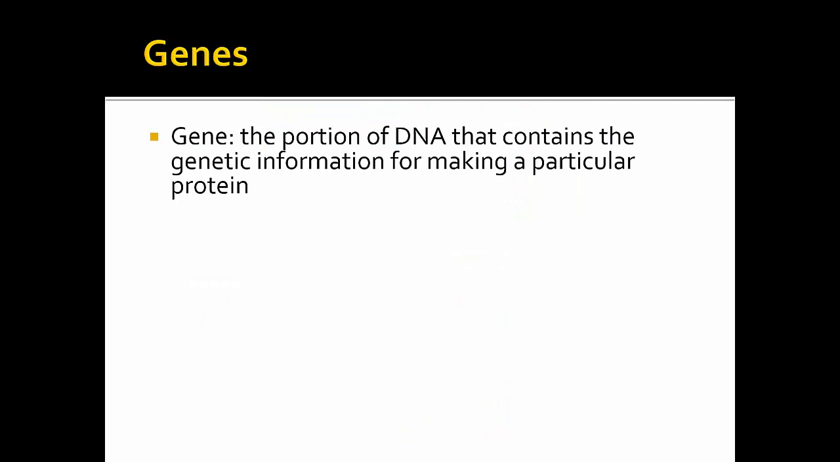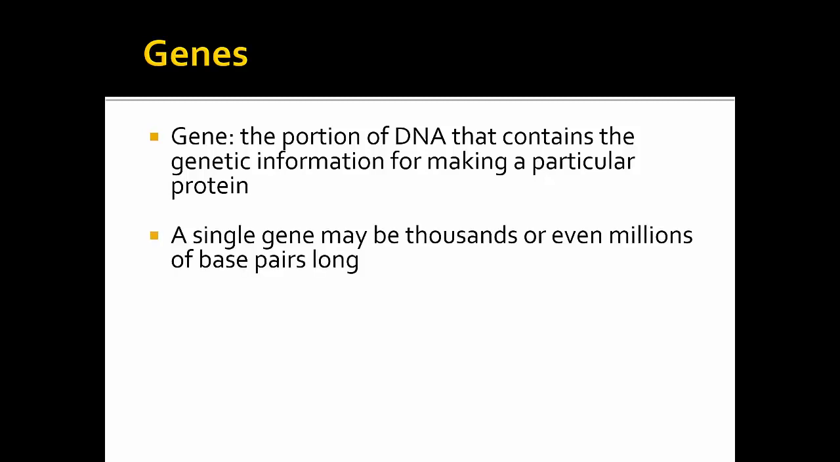Now a gene, again, is a portion of DNA that contains the genetic information for making a particular protein. A gene is a segment of DNA that codes for a protein. So genes are widely variable. A single gene may be thousands or even millions of base pairs long, while the human genome itself, the entire complement, is 3.2 billion DNA bases long. So a single gene can be a pretty big chunk of DNA.